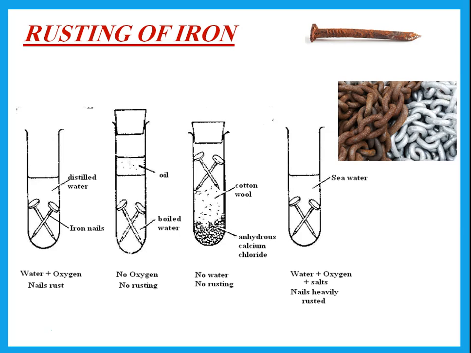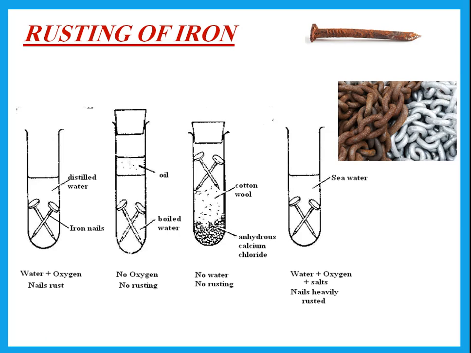We can have an experiment like this in which we have nails and we have them in different things. So when they put nails in distilled water, and you should remember that distilled water means water that has oxygen dissolved in it. Any normal water that we have has a little bit of oxygen dissolved in it. So when we put the nails in distilled water, the nails rust. Distilled water contains both water and oxygen.